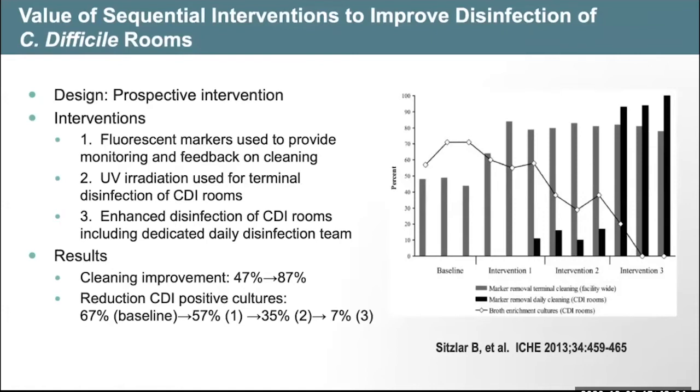So here is a very nice study, again coming out of Dr. Donskey's group, looking at C. difficile. They used fluorescent markers, and that improved cleaning. Then they used UV irradiation for terminal disinfection. And then they used a dedicated disinfection team, and they reduced their CDI positive culture rate from 67% down to only 7%. So again, no magic bullet. You have to do all these things and do them all correctly.